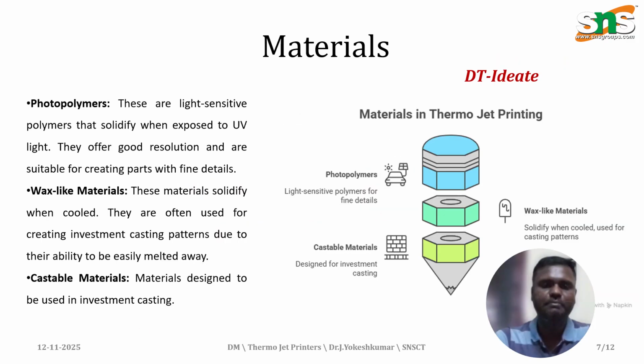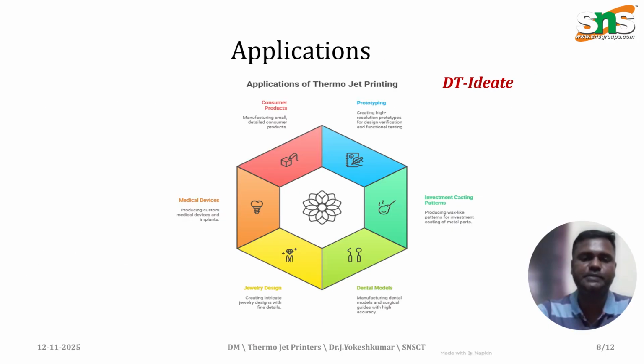The most commonly used materials in the process are photopolymers, which are nothing but light-sensitive materials. Then sometimes we use wax-like materials, which change state when we heat the material, converting into a liquid, and when we cool it, it forms a solid. Then finally, castable materials are also used. These are mainly used for investment casting applications.